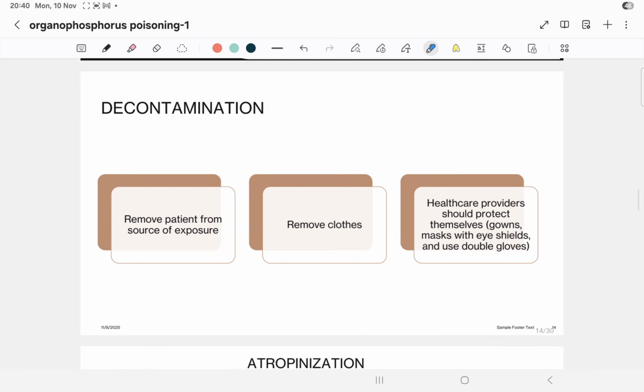So decontamination we have already discussed. We will remove the patient from exposure, we will remove the clothes, and as healthcare providers, we should protect ourselves also. Like we will wear gowns, masks with eye shield, and use double gloves.